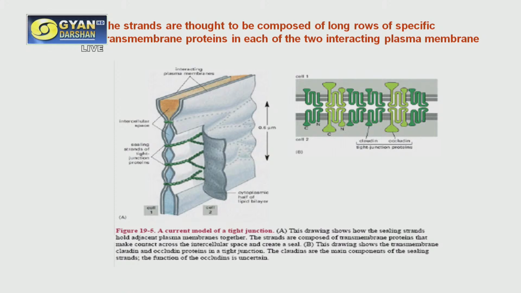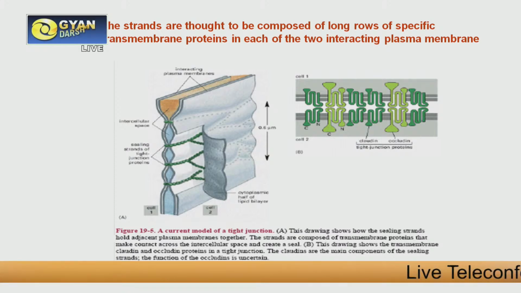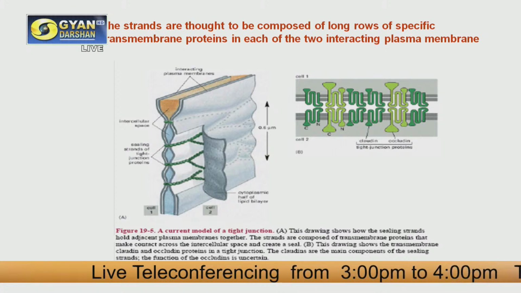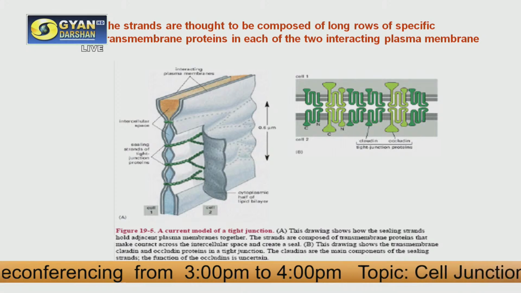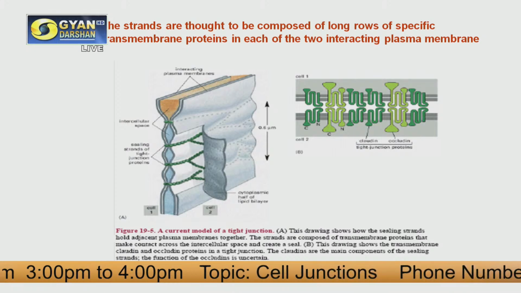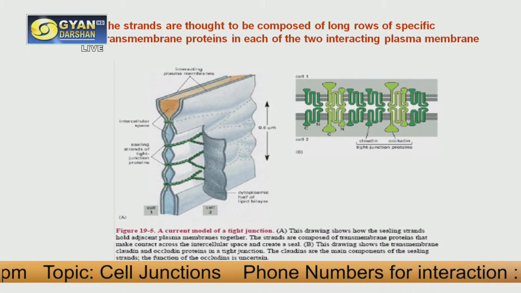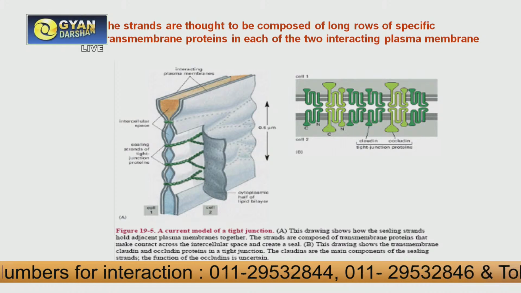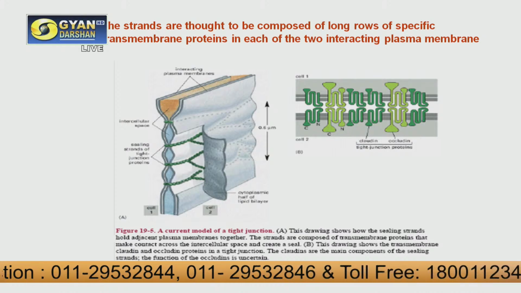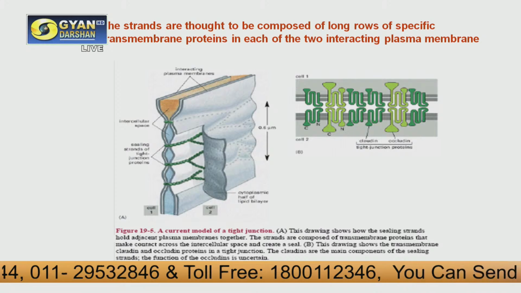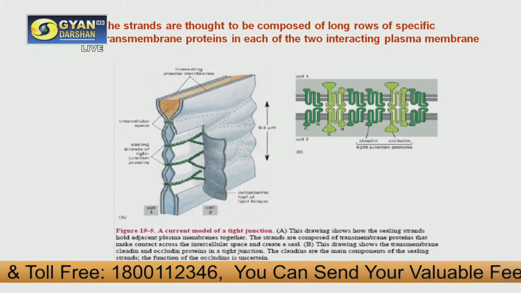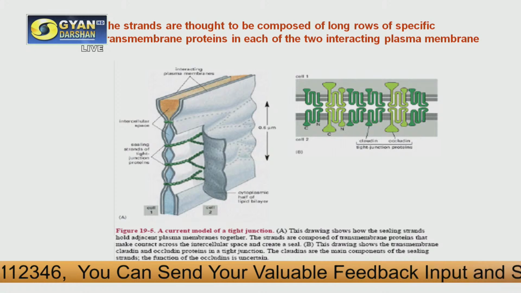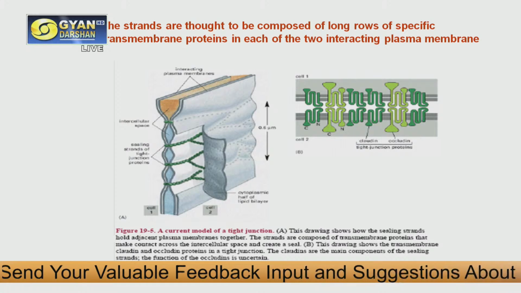In the right hand side figure, you can see cell 1 and cell 2, the two surfaces of the cells, and in between, those marked with green are actually the tight junctions. The diagrammatic representation of the tight junction shows that there are two or three proteins that make up these tight junctions. The most important protein is called claudin, and another protein that you have is called occludin. So claudin and occludin are the two tight junction proteins.